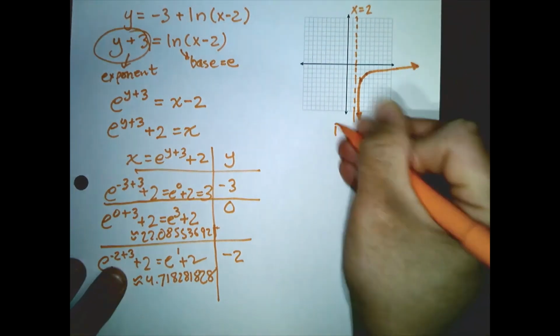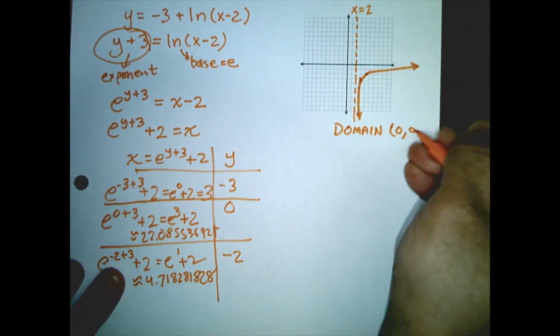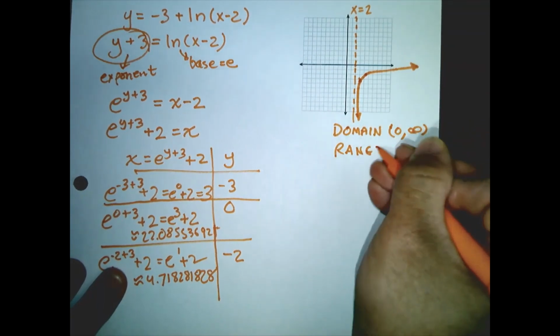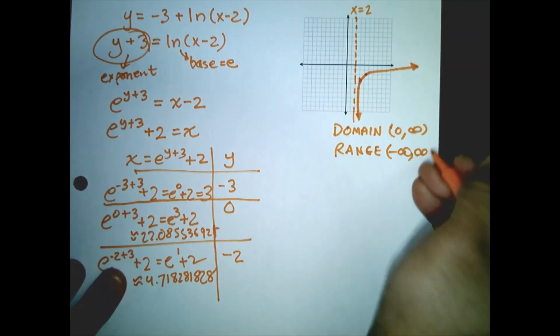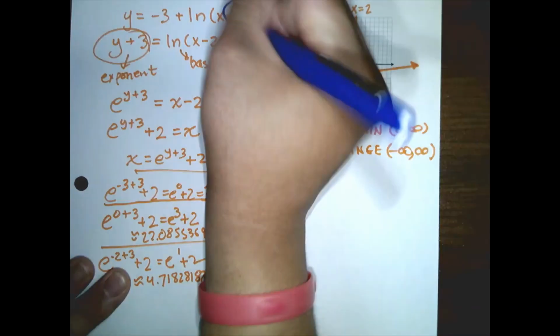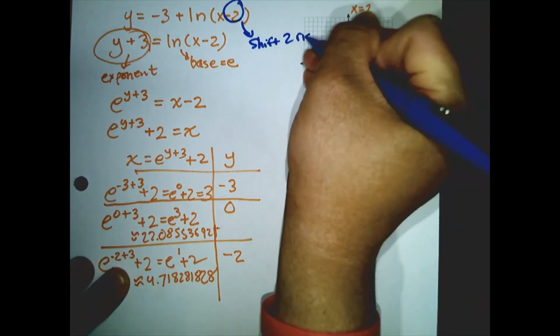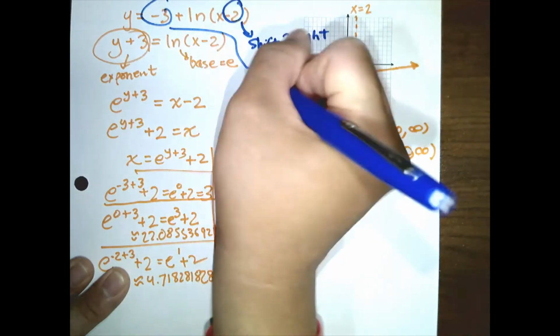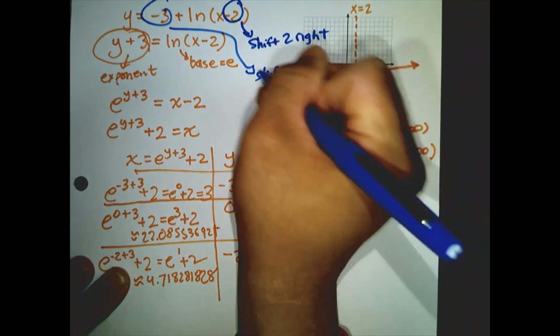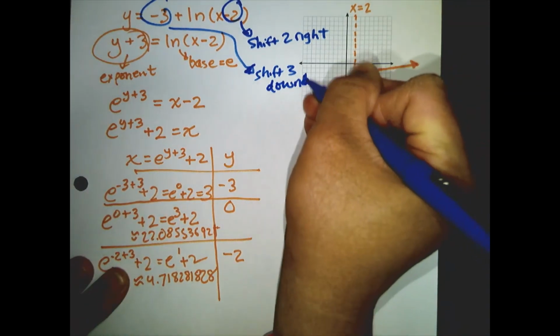So the domain is going to be 0 to infinity, and the range is going to be negative infinity to infinity. Now, again, why did I know that the asymptote was going to shift 2 units to the right? Well, here was my shift 2 units right, and here was my shift 3 units down, or 3 units downward.